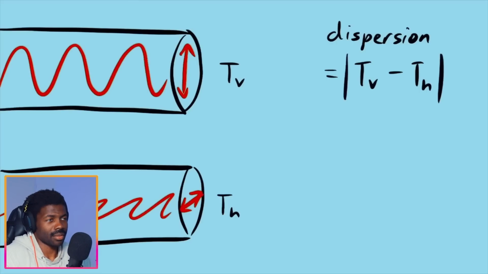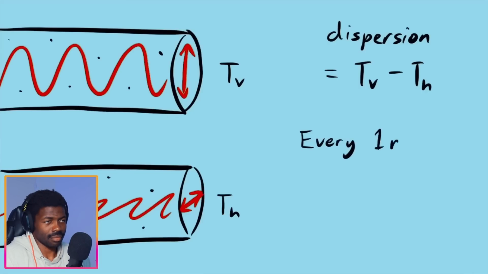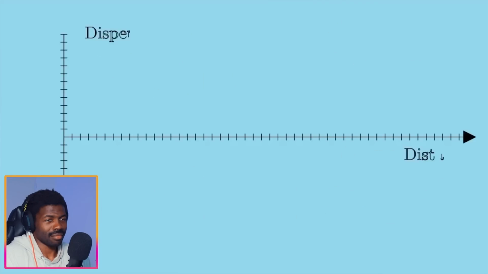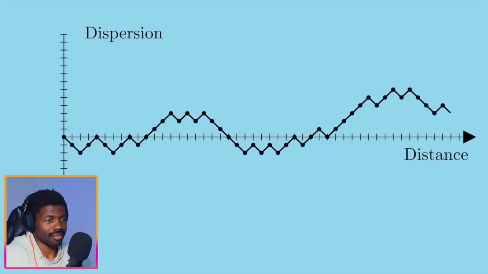We're interested in the absolute value of the dispersion, but keeping track of the sign is also going to be important. Now, there's going to be random impurities in the fiber, tiny defects from the manufacturing process. Each impurity will randomly cause the vertical and horizontal polarizations to move either faster or slower, making the dispersion either increase or decrease. Let's be super rough and assume that the dispersion has a 50% chance of increasing by some fixed amount every meter, and a 50% chance of decreasing by the same fixed amount every meter. What we now have is something called a random walk.